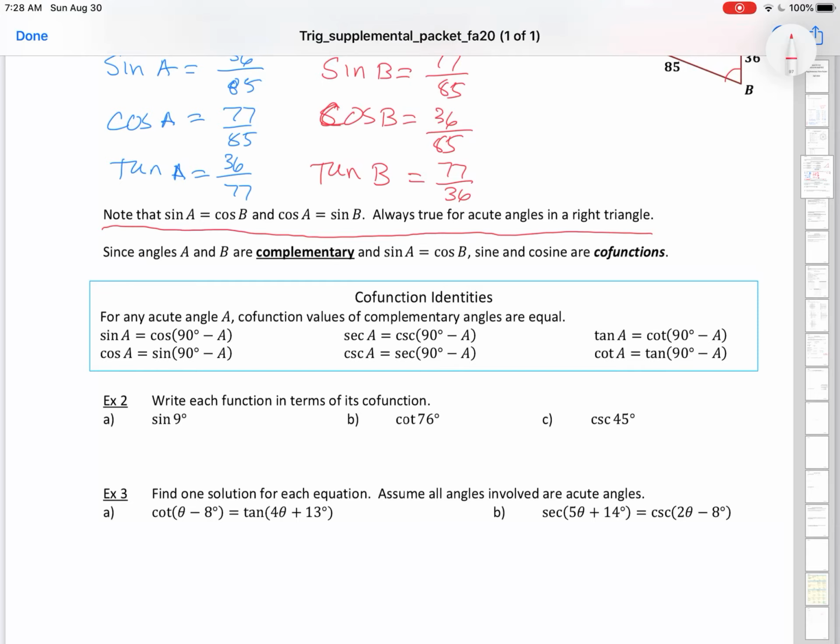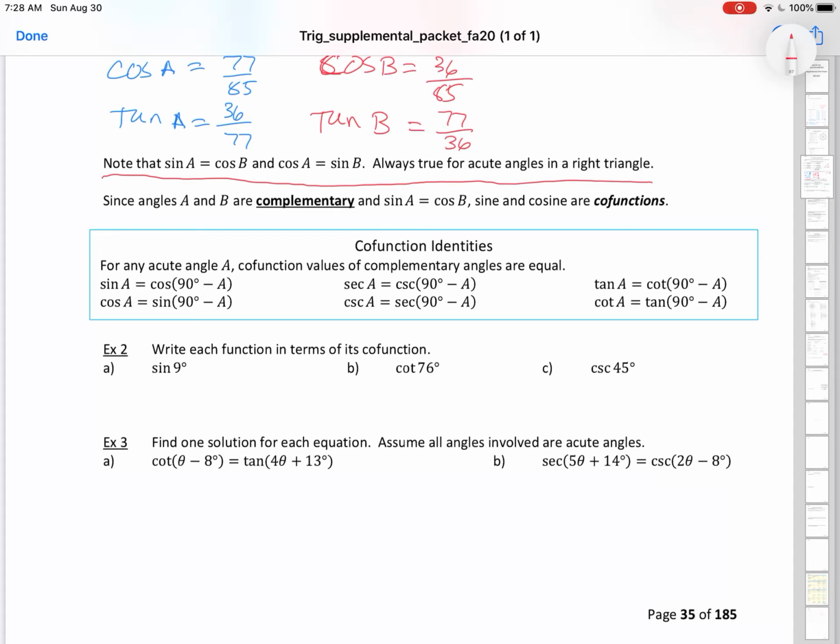We'll watch this happen. Cosine of A is equal to sine of 90 degrees minus A. Secant and cosecant are cofunctions of one another, and tangent and cotangent are also cofunctions of one another. So they want us to put this into action. They want us to write each term in terms of its cofunction.